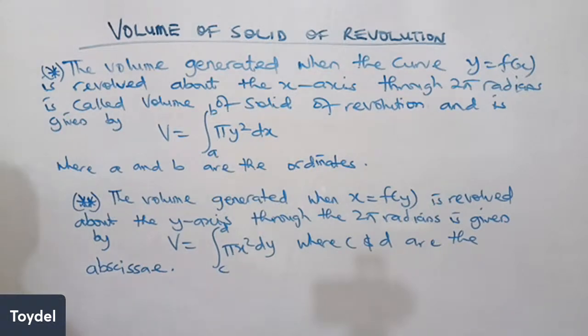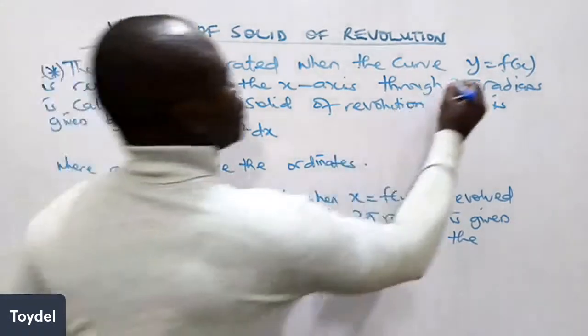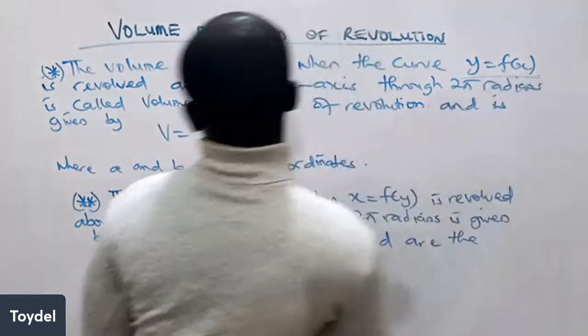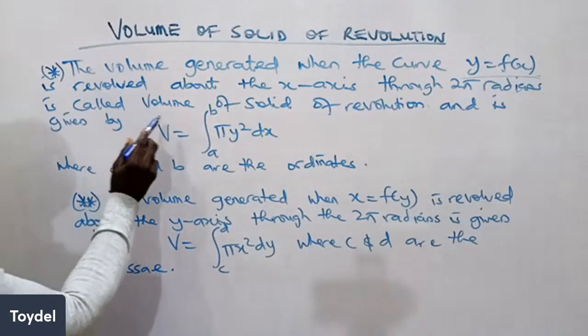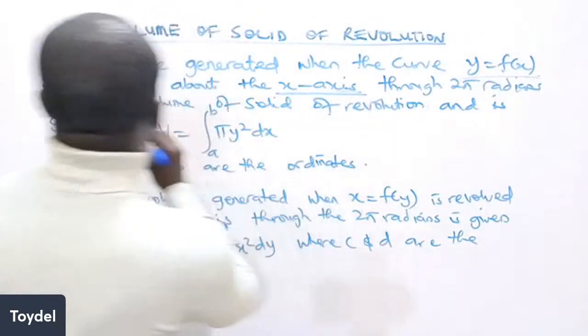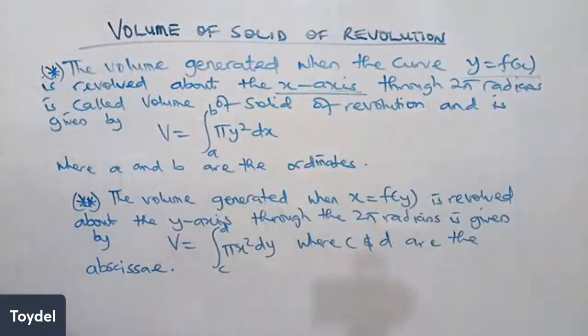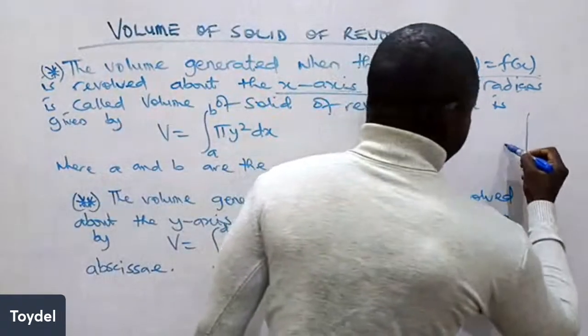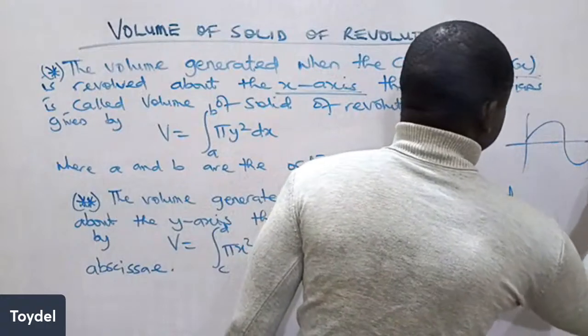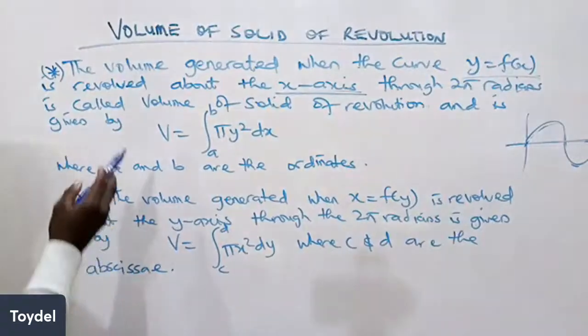We've actually talked about the area. So in this case, there are two things that we consider. The volume generated when the curve y is equal to f of x is revolved about the x-axis through 2 pi radians. 2 pi radian is a complete circle. This is 180, this is another 180, and that 2 pi is 360 degrees.